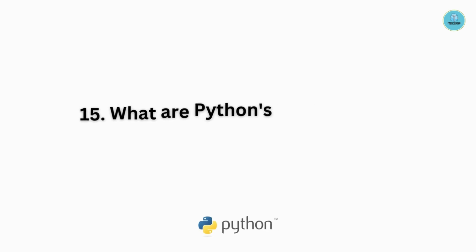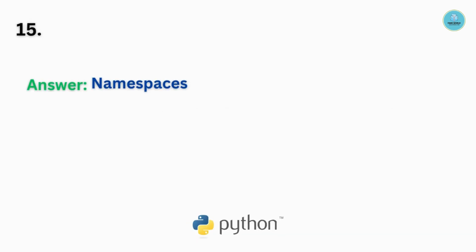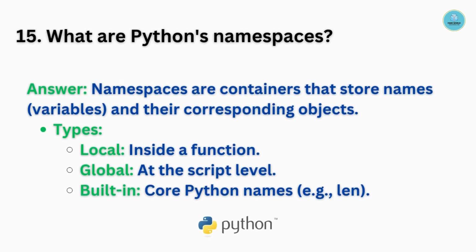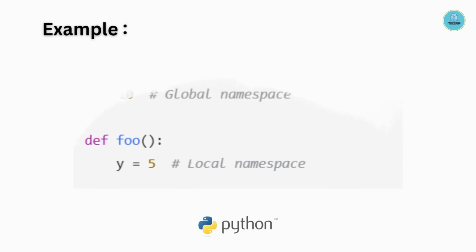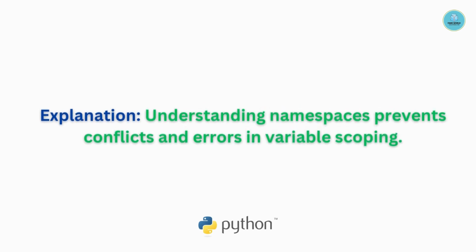Question 15. What are Python's namespaces? Namespaces are containers that store names, that is, variables, and their corresponding objects. The types could be local, global, and built in. Local is inside a function, global is at the script level, whereas built in are core Python names like len. Example is as follows. Understanding namespaces prevents conflicts and errors in variable scoping.